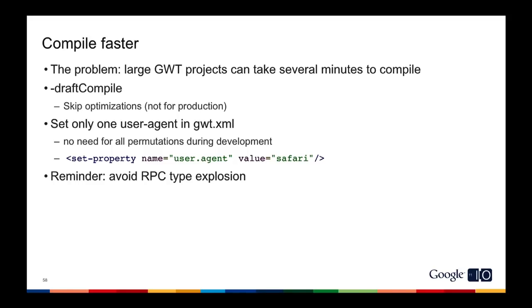Avoid RPC type explosion. Just a reminder there as well. This is not something you can deal with easily in your GWT XML, except for the RPC blacklisting. But be thinking about it as you design your RPC interfaces. So these are a couple of things to improve your compile time. Now, draft compile is an option that you can add, and it allows you to skip a lot of the optimizations. You wouldn't want to use that for your final production compile, but this will typically, well, we'll show some numbers here in a second.